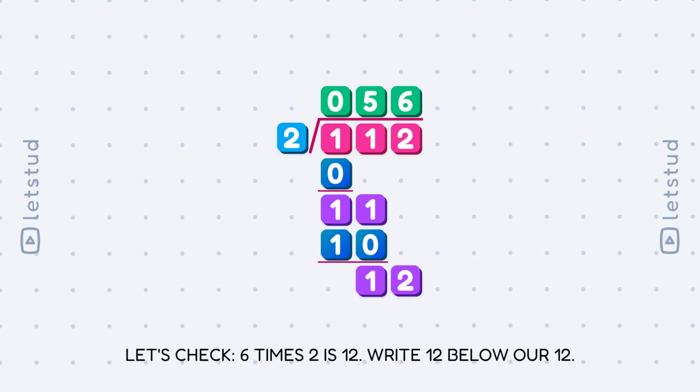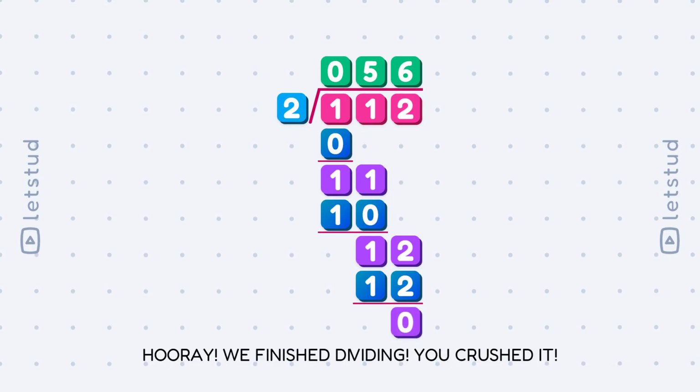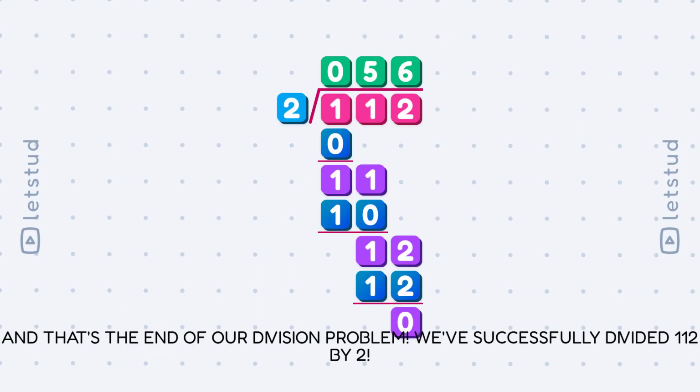Let's check. 6 times 2 is 12. Write 12 below our 12. Last subtraction. 12 minus 12 is 0. No remainder this time. Hooray, we finished dividing. You crushed it. And that's the end of our division problem.